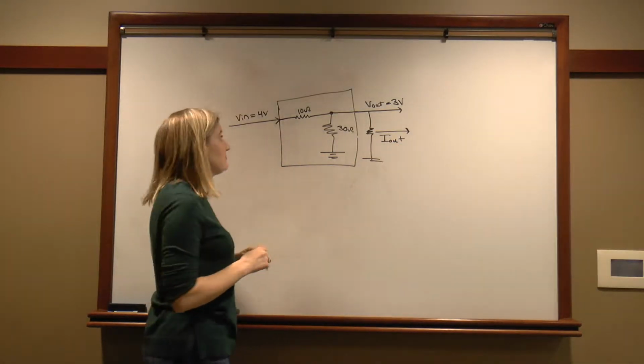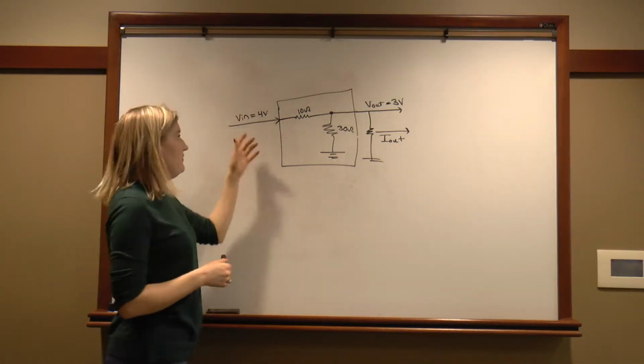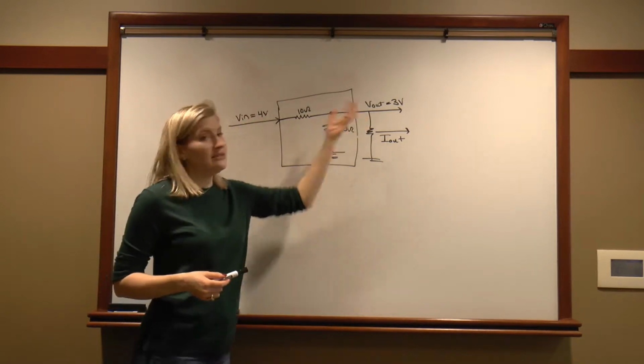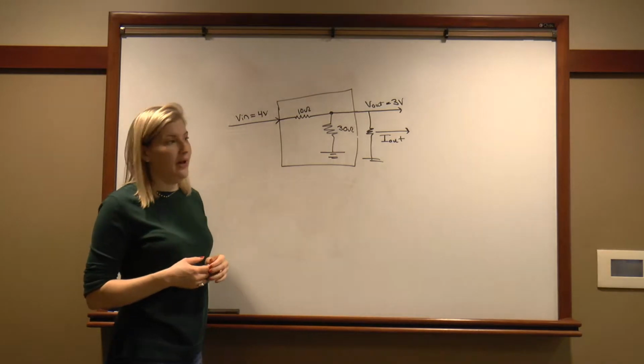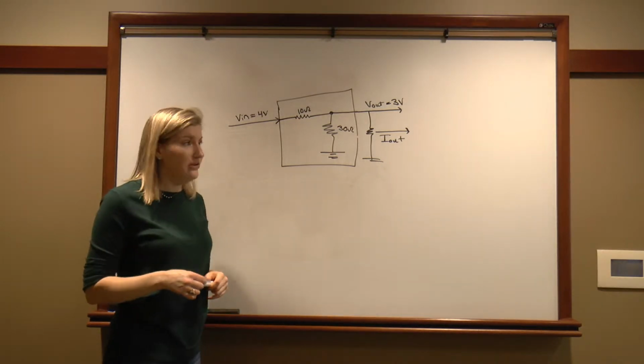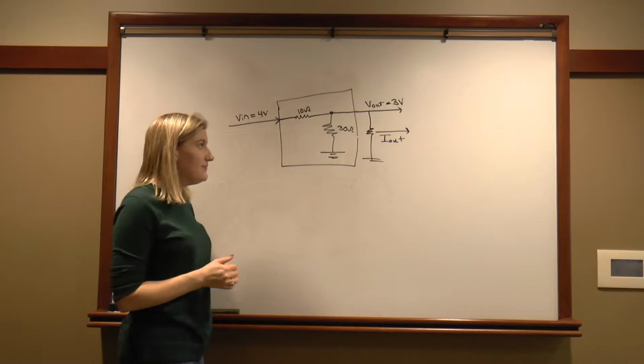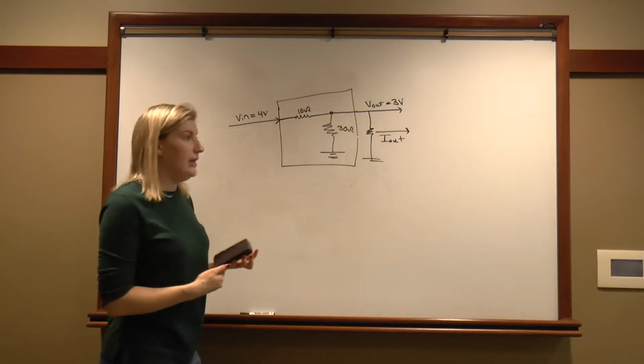So that's not great. And let's say we change V in. Now we change V in to 5 volts. Well, our V out is going to change as well. So yes, we can change the voltage with a resistor divider, but it's not very good at keeping it steady under different I out and V in conditions. Okay, so let's think about another option.